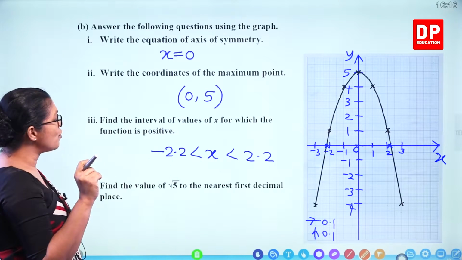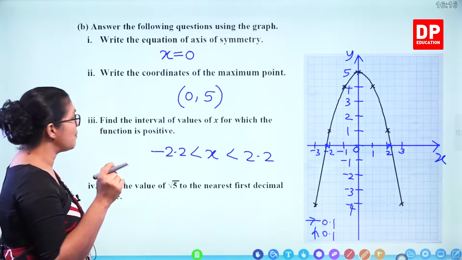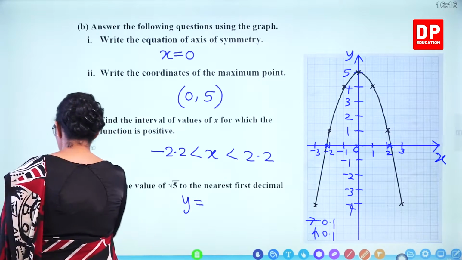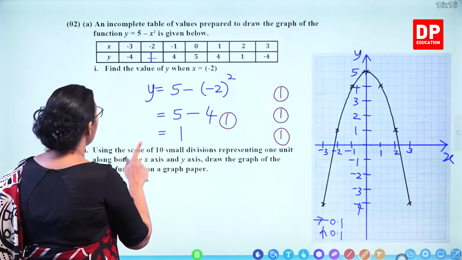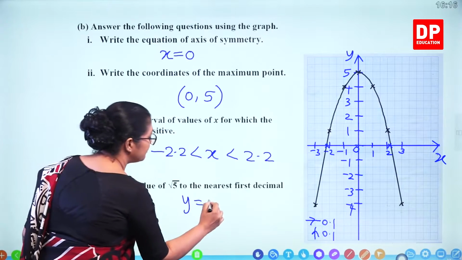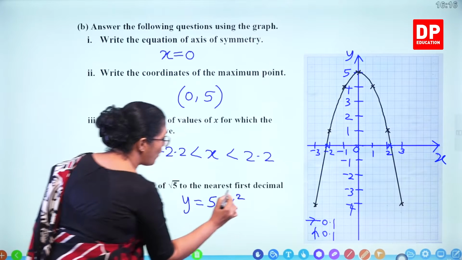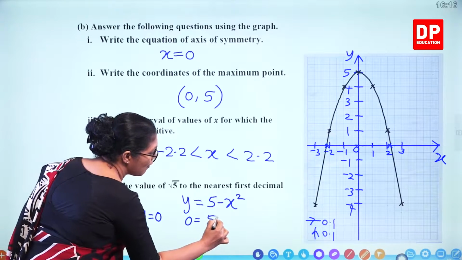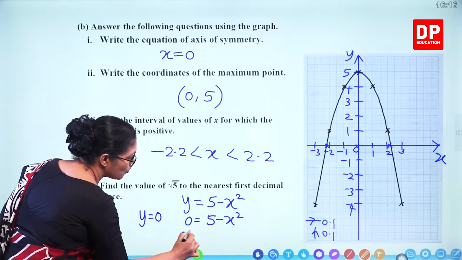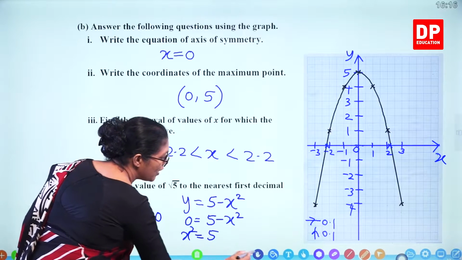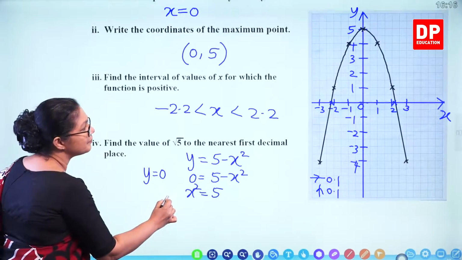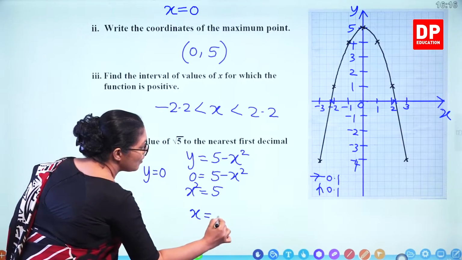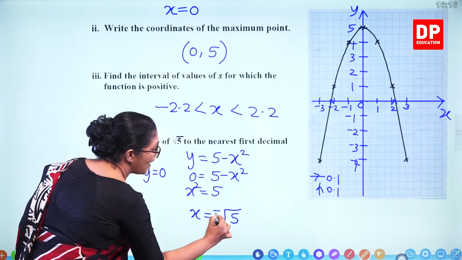Find the value of root 5 to the nearest first decimal place. So we know the equation is y equals 5 minus x squared. When y equals 0, what happens? 0 equals 5 minus x squared, so x squared is 5. So when you take the square root, you get plus or minus root 5.